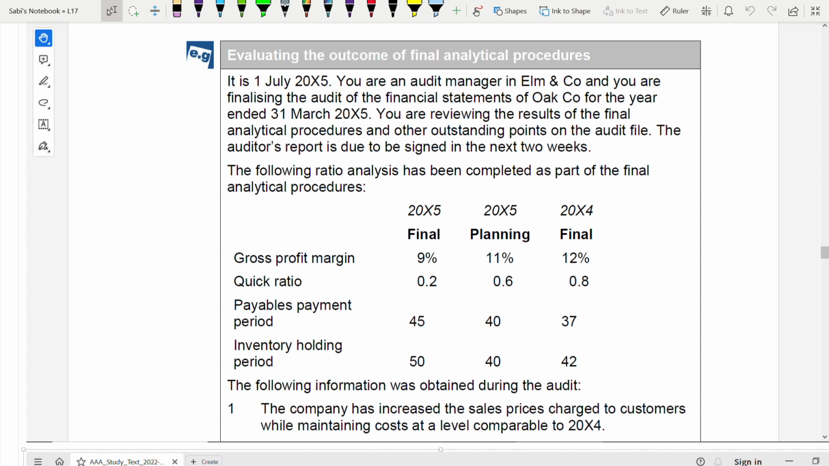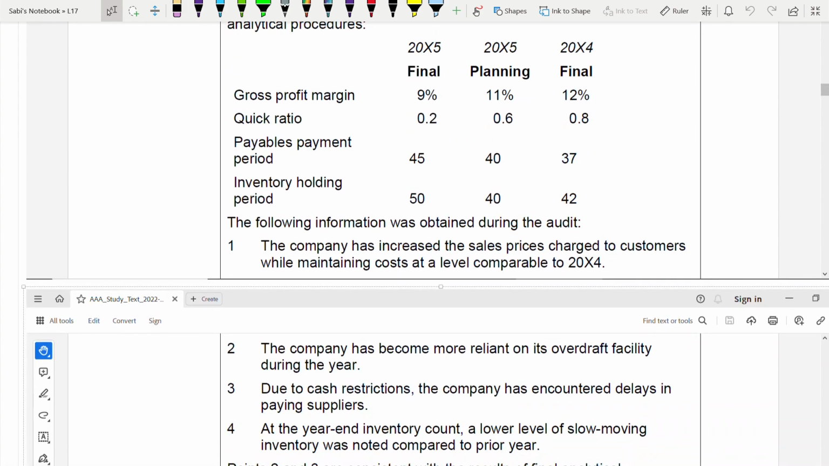If you just quickly go through it without reading the additional notes, you see gross profit margin declined, quick ratio declined, payable period increased, inventory increased. Now we'll see whether this is inconsistent with the information given or not. First information: the company has increased their sale price but is maintaining the cost, at a level that is the same as 2004. Go and check gross profit margin. If you see, it declined, no? So it is not consistent with the first point. Why? Because when you increase the sale price and the cost is the same, gross profit margin should have increased, right? But it declined. So not consistent. NC. We'll keep these notes shortly, and we'll see the answer later on.